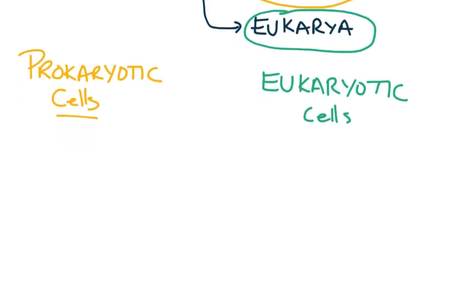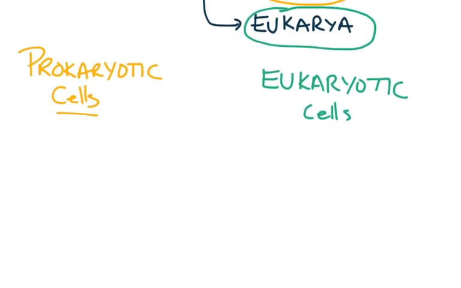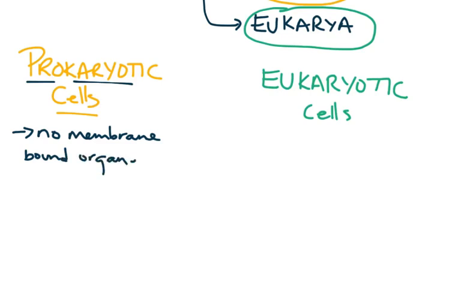When we're looking at the 2 types of cells, we have prokaryotic cells, pro meaning before, karyon meaning nucleus. Okay? So prokaryotic cells have no membrane-bound organelles. Okay? So prokaryotic cells do not have a nucleus. They do not have mitochondria. They do not have chloroplasts. They do not have vacuoles. All right? There's no membrane-bound organelles.